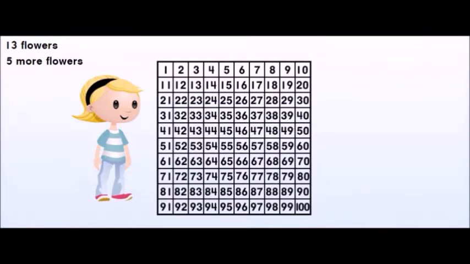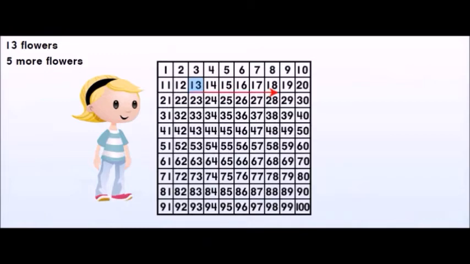How can you use a 100 chart to count on by ones or tens? Alice picks 13 flowers. Then she picks 5 more flowers. How many flowers does Alice pick? You can use a 100 chart to solve this problem. You can see that the numbers go up by 1 as you move to the right across the rows. Start at 13 and count on 5 spaces to the right.